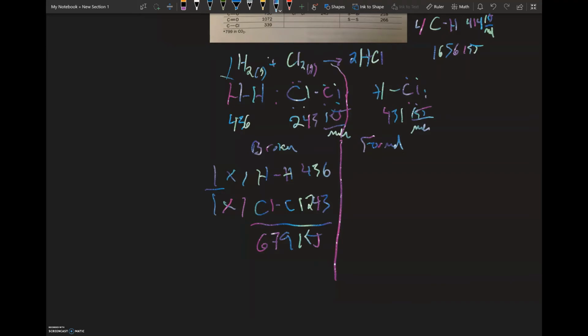Now on the right hand side, we are going to form them back together. So we have the H-Cl bond, and that bond has 431 kilojoules per mole of energy.